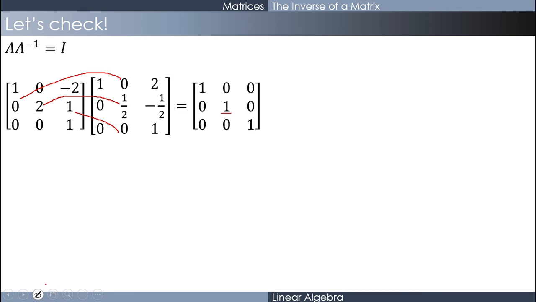Alright, so to get the third entry of our second row, we multiply the third column here with the second row of our matrix A. So 2 times 0 is 0. Negative 1 half of 2 is negative 1, and 1 times 1 is 1. If we add that, we get the entry of 0, because negative 1 plus 1 is equal to 0.